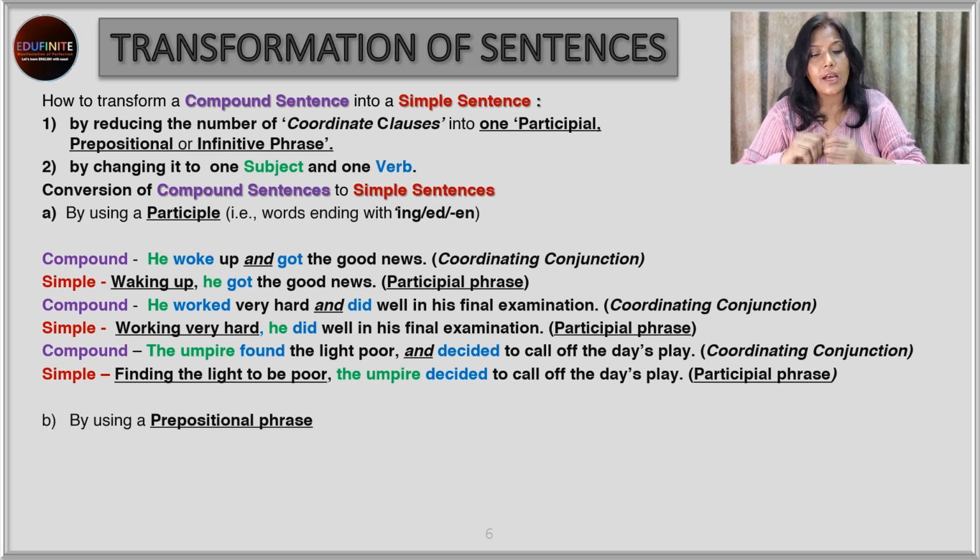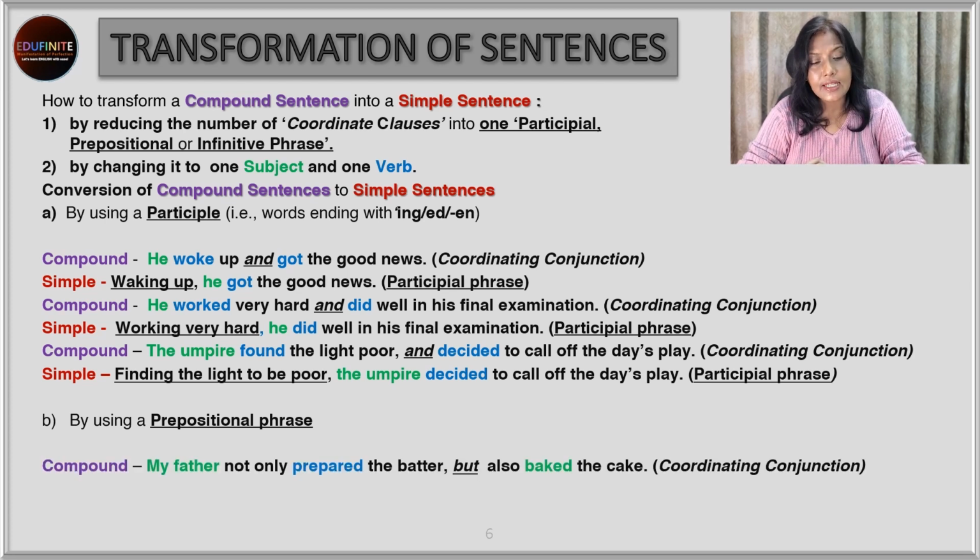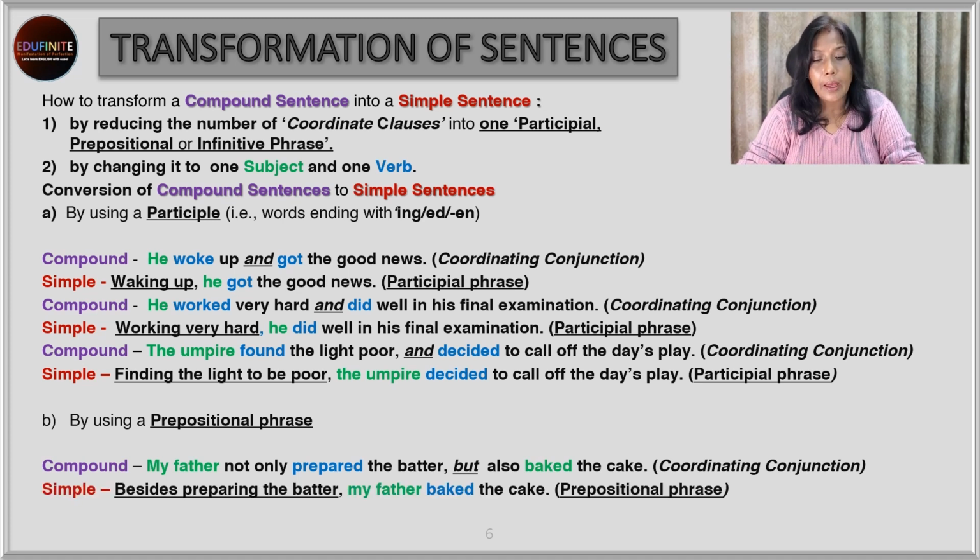Next, by using a prepositional phrase. So again, what we'll do, we'll reduce the clause and turn it into a prepositional phrase. Now the compound sentences: my father not only prepared the batter, but also baked the cake. Now let's see how we transform it into a simple sentence. Besides preparing the batter, my father baked the cake. So when we are using the coordinating conjunction but to join two independent clauses, we use the prepositional phrase such as besides, in spite of and all that, and transform it into a simple sentence.